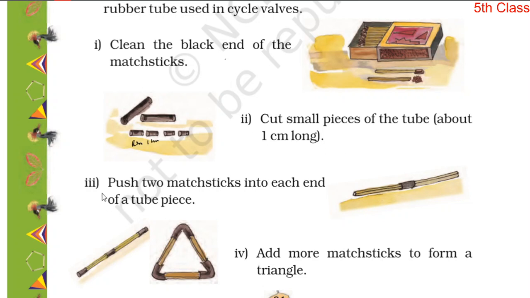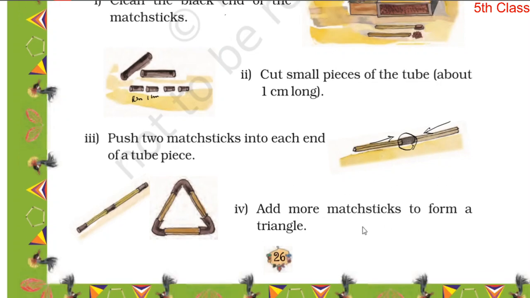Now you do one thing: push two matchsticks into each end of a tube piece like this. This is the rubber tube, and you push one matchstick like this, and you push the other matchstick opposite to the previous one. Like that, add more matchsticks to form a triangle. You try this activity at home. Now come to the next page.